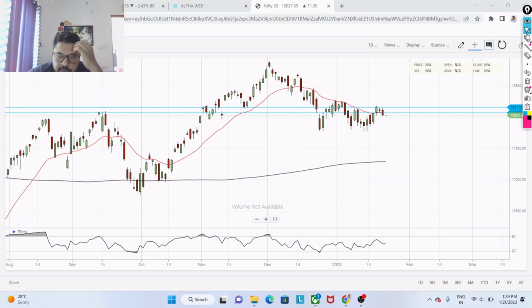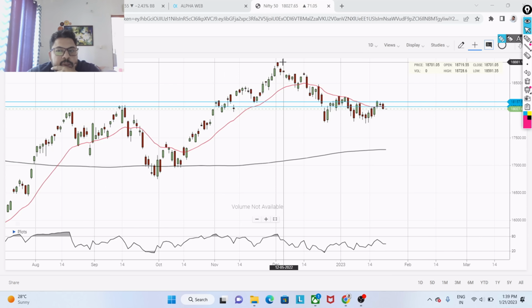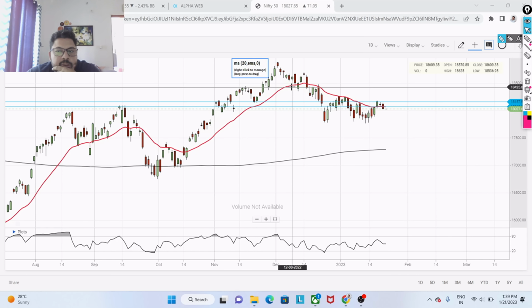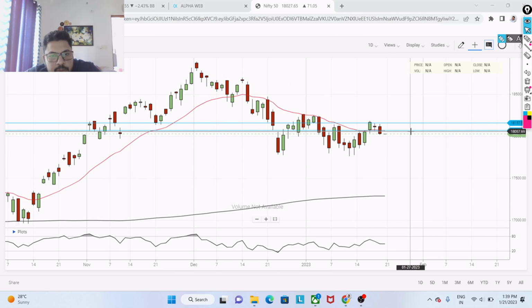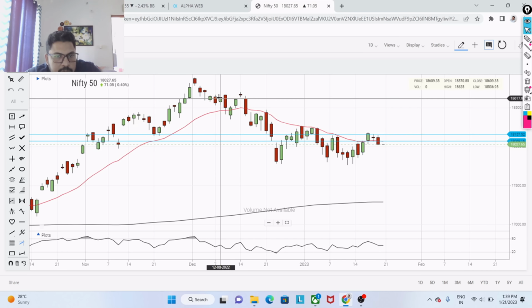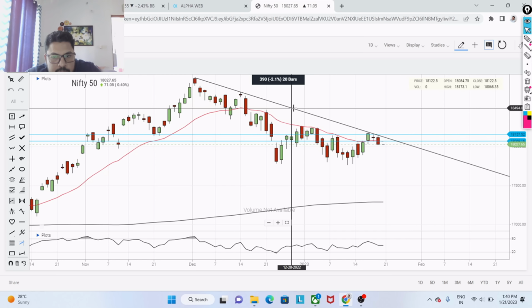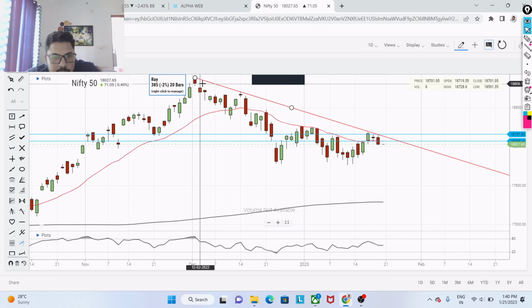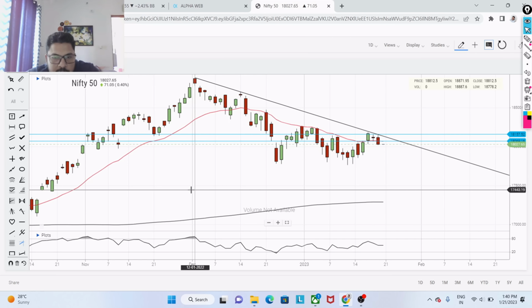So that's a simple rule which we are going to apply. Now let's look at what Nifty is doing. It has formed a high at about 18,876. You can see it here. 18,887 was the high. After that, we are continuously coming down. So let's draw a trend line from there and try to touch as many points as we can. We are able to touch 1, 2, 3 points, so it's a very good trend line for us.